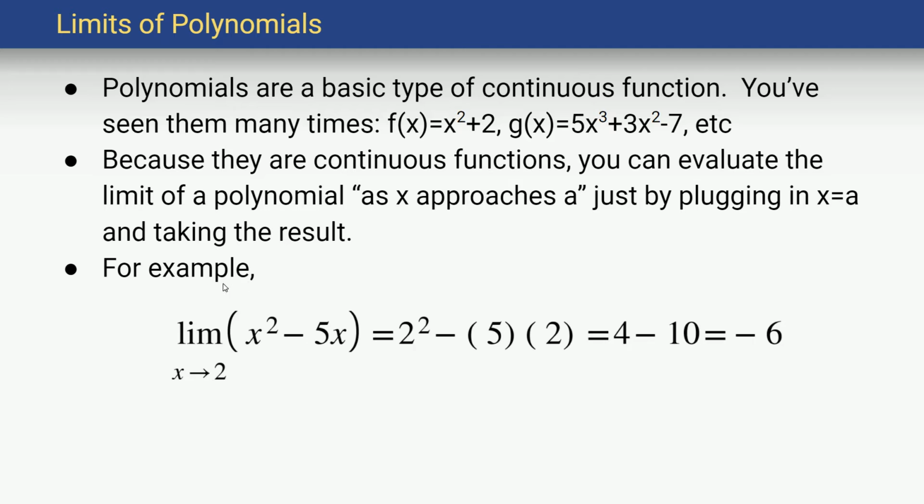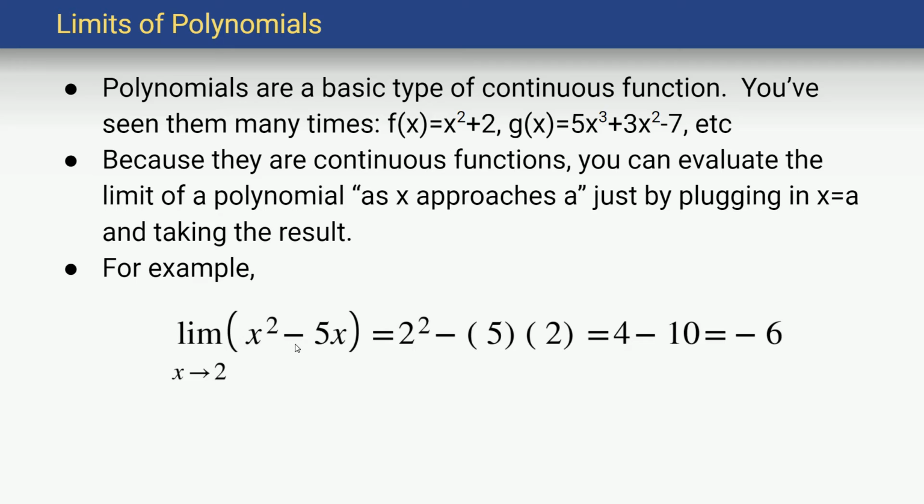So, for example, how does that work? Well, suppose you had this problem right here. You wanted to calculate the limit as x approaches 2 of x squared minus 5x. Well, what you would do is you would recognize that x squared minus 5x is a polynomial and therefore continuous. And because of that, all you have to do to evaluate that limit is plug in x equals 2.